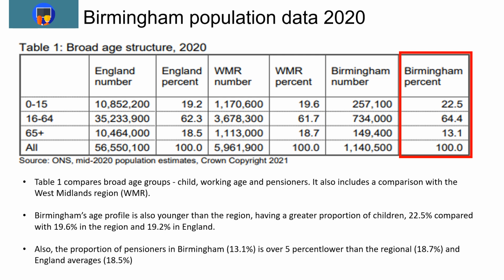Table 1 compares broad age groups, so child, working age groups and pensioners. It also includes a comparison with the West Midlands region, so on this table it's WMR, West Midlands region. Using this table, I can see that Birmingham's age profile is also younger than the region, having a greater proportion of children, 22.5% compared with 19.6% in the region and 19.2% in England. I can also see that the proportion of pensioners in Birmingham, 13.1%, is over 5% lower than the regional average of 18.7% and England averages of 18.5%.